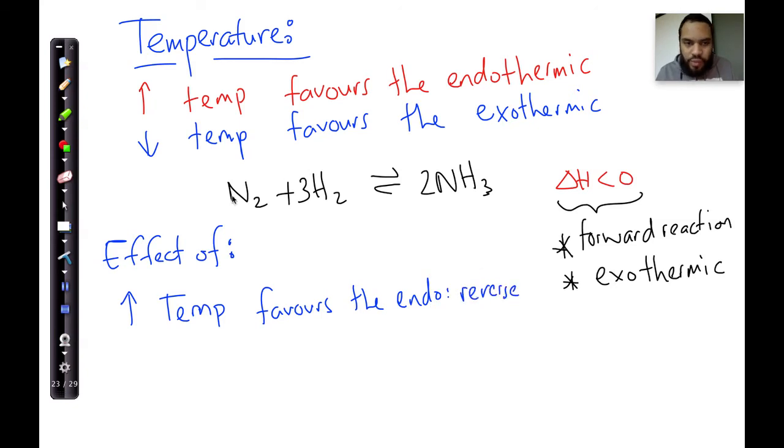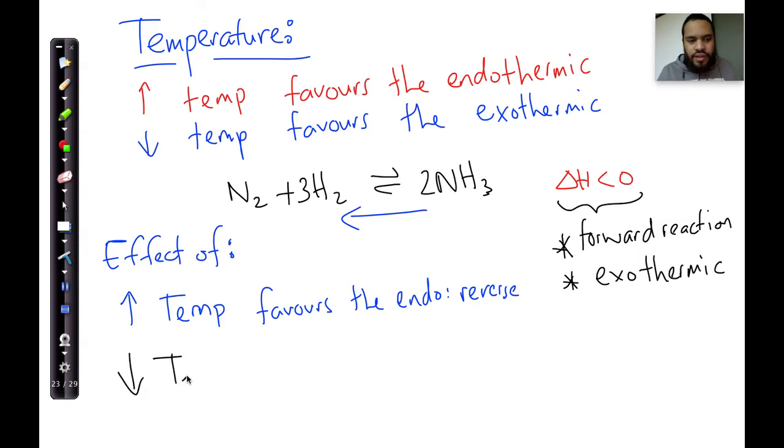So if you want to produce more nitrogen and hydrogen, you can always increase the temperature because it's going to favor things in this direction. It's going to make you produce more of this quicker than what this can come together and form this thing over here. Okay? So let's look at the reverse.